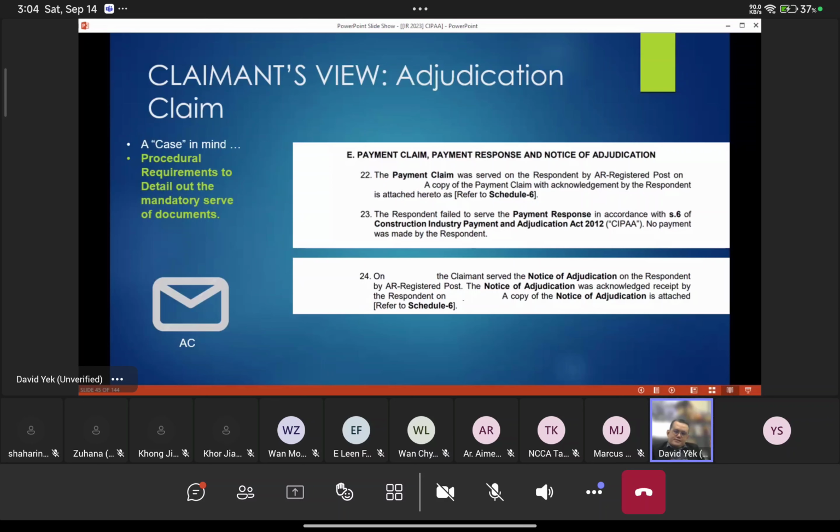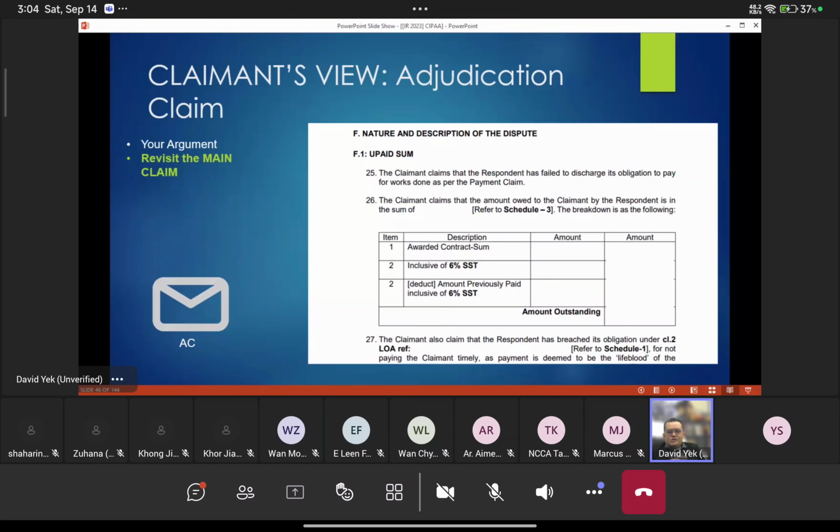All right. So in your adjudication claim, you must also give a description of the entire process. The payment claim was submitted when, if there is any payment response, and when the notice of adjudication was served and whatnot. Okay. Then the nature and description of the dispute: you have to tell the adjudicator how your dispute came about. This needs a little bit of cerita, but not cerita dongeng. This must be based on facts, factual cerita.